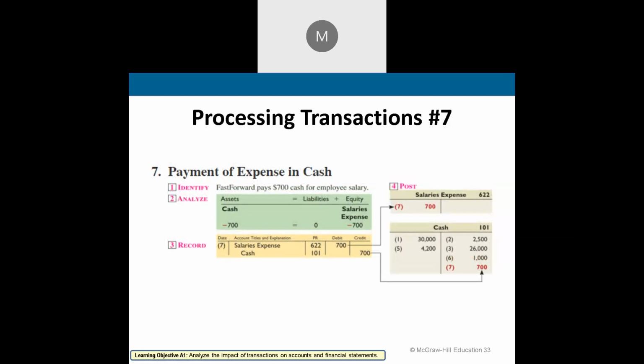This transaction shows us that we paid an expense using cash. We're paying our employees. It's important to do that. So we paid our employees $700 in cash for their salary. We reduce our cash by $700 and we increase our salaries expense by $700. So we debit salaries expense to increase the expense and we credit cash to reduce our cash. And then we post it to the general ledgers.